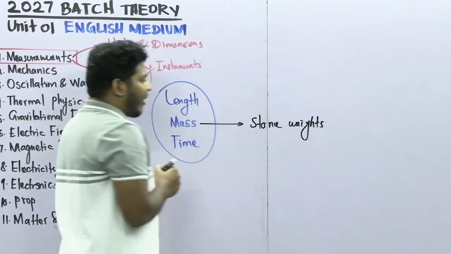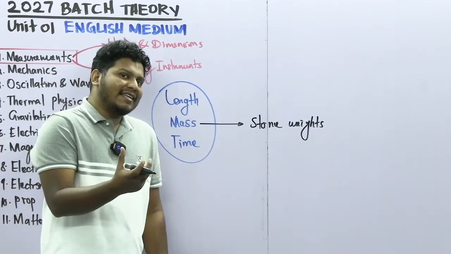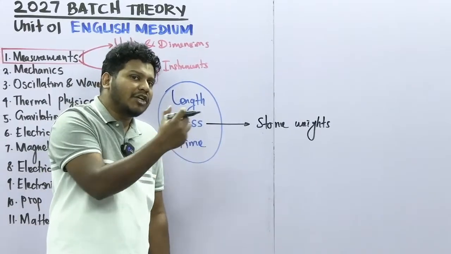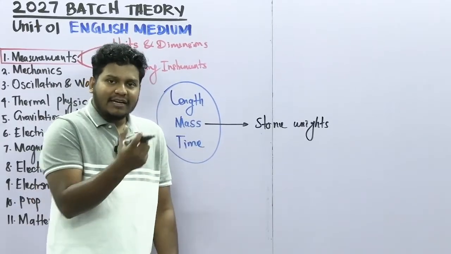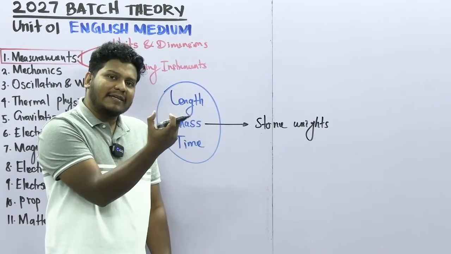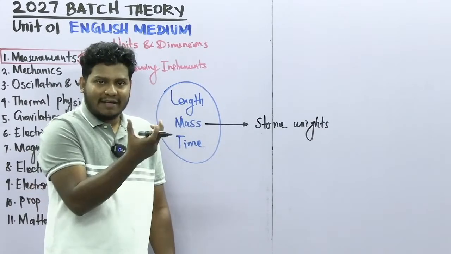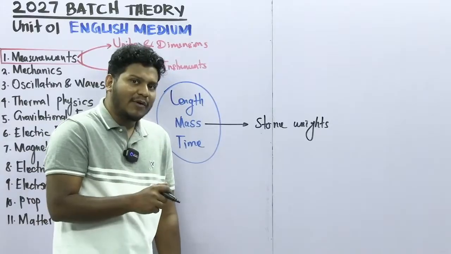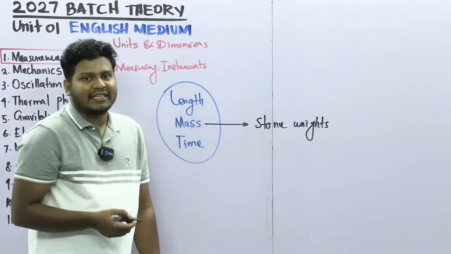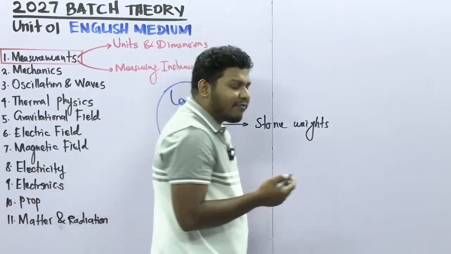They use the stone weights. So you already know that. In some small shops, grocery shops, you can see the stone weights there. There are lots of stone weights. For now, it is like 1 kg, 2 kg, 5 kg.